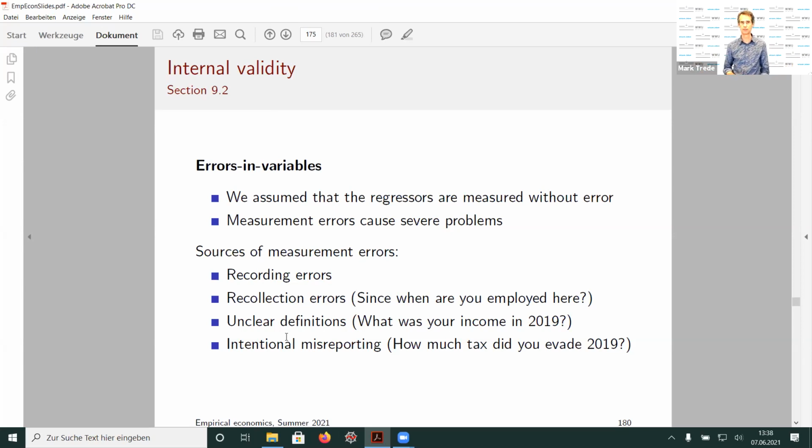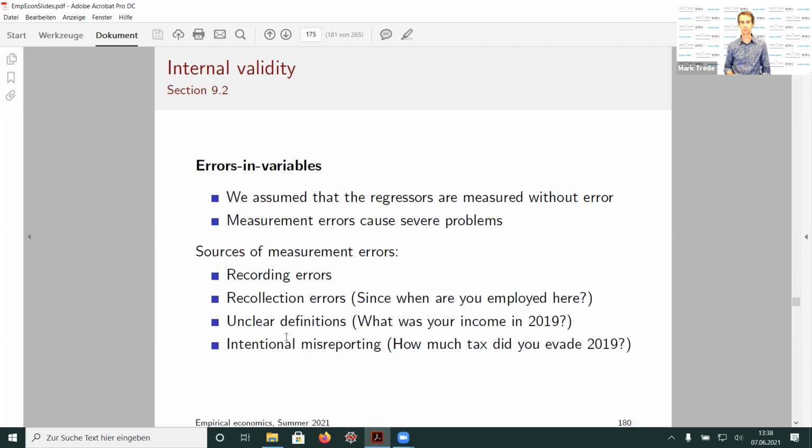A common recording error is that the decimal is placed at the wrong position. So instead of 100, you write 1000 or 10 or whatever. Okay, so that's a trivial error, but it might happen, and it actually does happen. It happens more often than you might think.